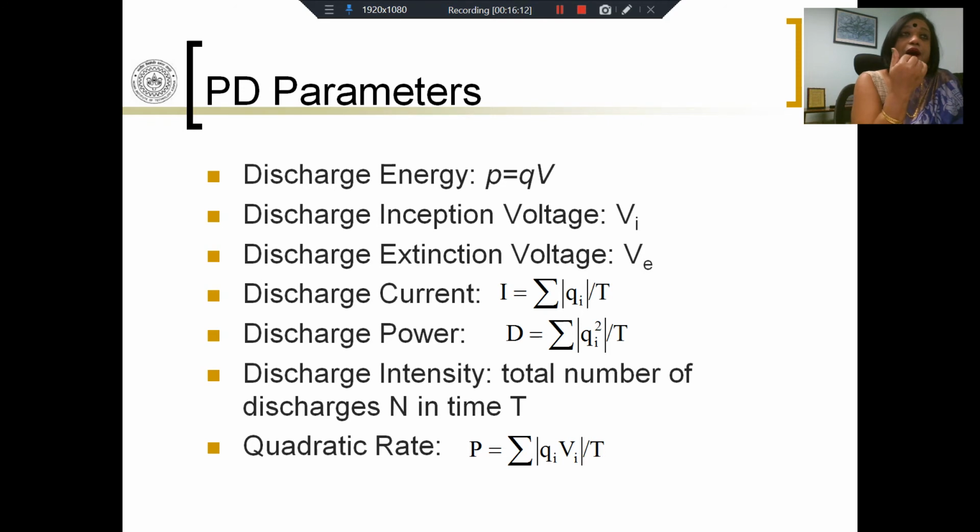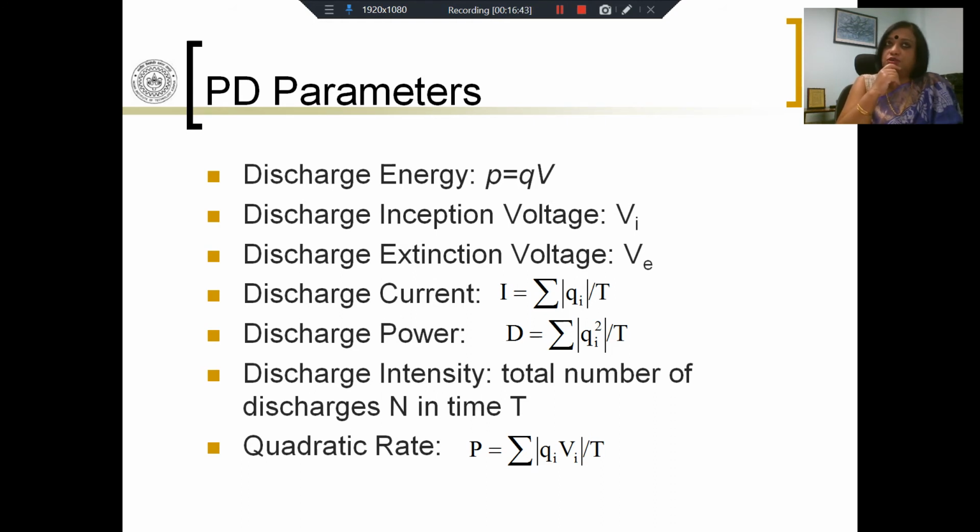And then after you have seen an increase in the number of pulses per cycle, when you increase further, you will see an increase in magnitude, where either, if it's air, you have a larger volume of air discharging, or if it is voids encapsulated in a solid, larger voids now begin to discharge. So there are many different kinds of things that might be happening. So the discharge inception voltage is important.